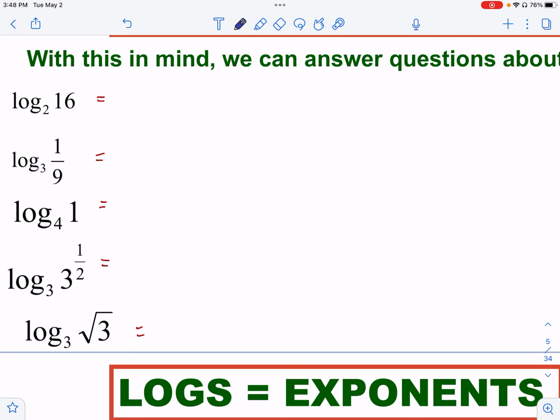This question is asking me 2 raised to what power would equal 16? That should be 4, and that should be the answer to that. Next one's asking me 3 raised to what power would equal 1/9.